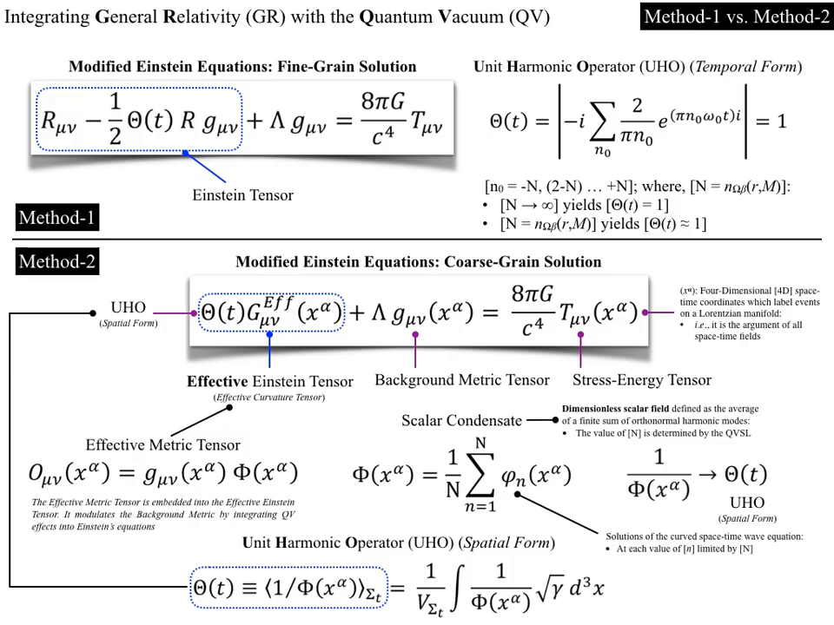The method 2 harmonic distribution obeys an integer sequence from 1 to n, not a Fourier series. Consequently, the total number of harmonic modes in method 2 is simply n. The macroscopic unit harmonic operator is defined as the spatial average of the inverse of the scalar condensate across a space-like hypersurface. The spatial form of the unit harmonic operator appears at the bottom of the slide. This coarse graining gives us a smooth, time-dependent operator which replaces the local fluctuations of the scalar condensate.